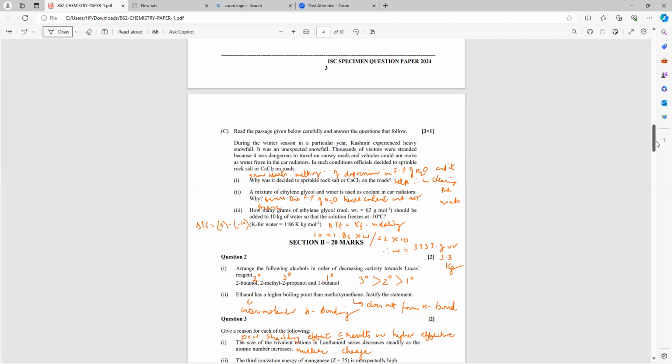The second part is, a mixture of ethylene glycol and water is used as coolant in car radiators. Why? Again, the answer is that it lowers the freezing point of water.